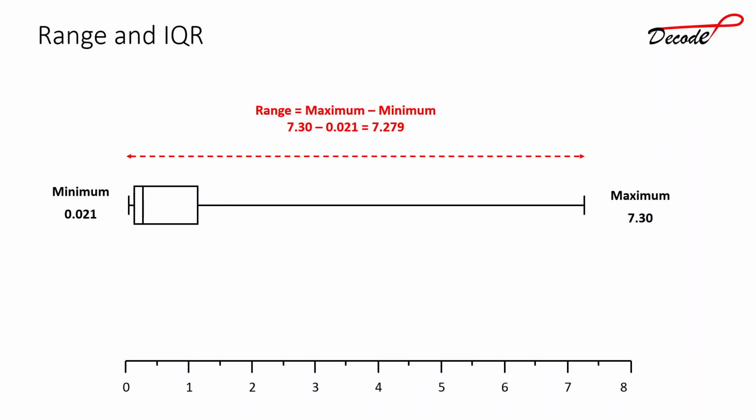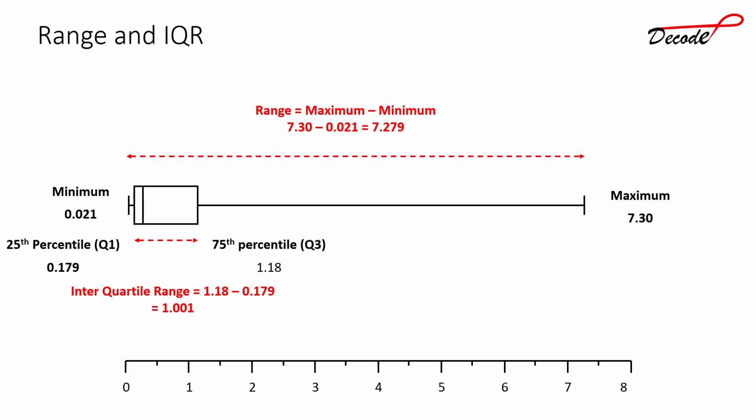After constructing the box plot, we can find the range and interquartile range. Range is the difference between the maximum number and the minimum number in the set of numbers. The maximum number in this set is 7.30 and the minimum number is 0.021. So the range becomes 7.279. And the interquartile range, that is the difference between Q3 and Q1, where Q3 is at 1.18 and Q1 is at 0.179, becomes 1.001.